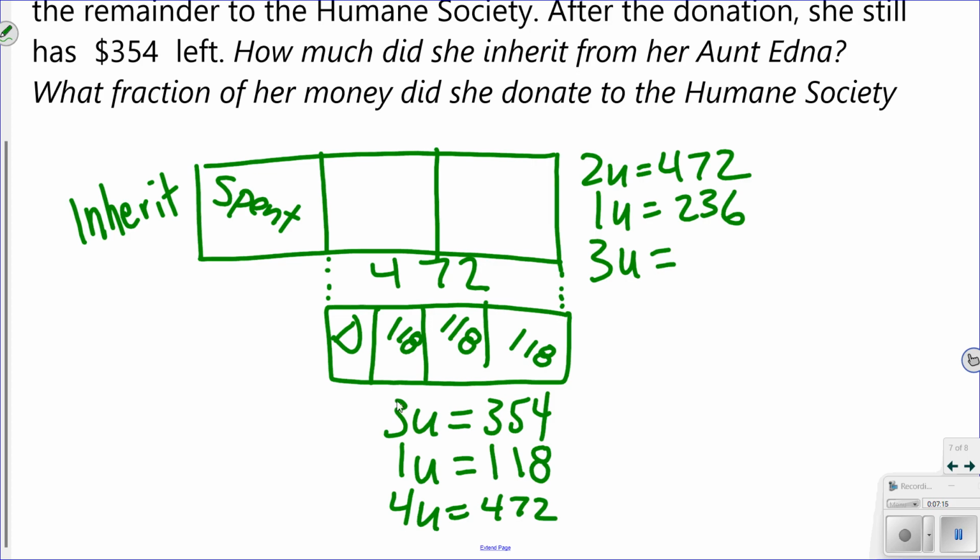So I would have 690 with 18, I'd have 708. That was just 236 times 3. So the inheritance that Jillian received was $708.